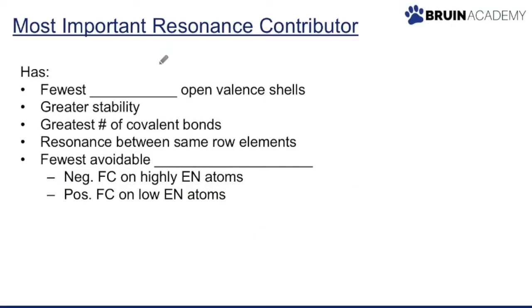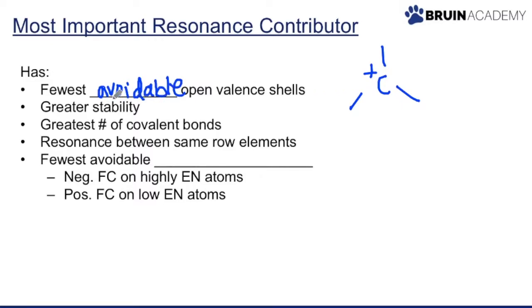So another thing that's really good to know is how to determine which contributor contributes the most to the resonance hybrid, the one that has the greatest weight. And so some important things to consider, this is a really brief summary of it, but you want to consider which one has the fewest avoidable open valence shells. So you would prefer something that doesn't have an open valence shell on the carbon, for example, because that's just kind of not as stable.